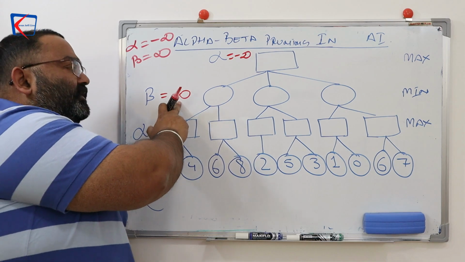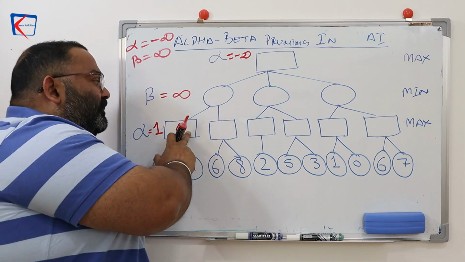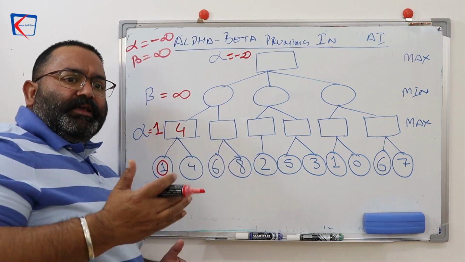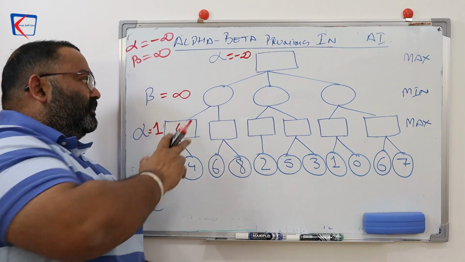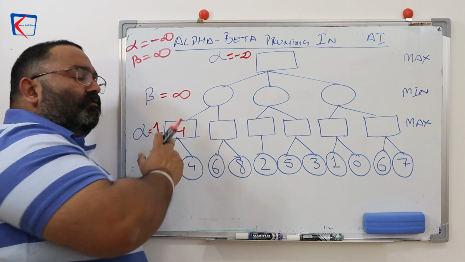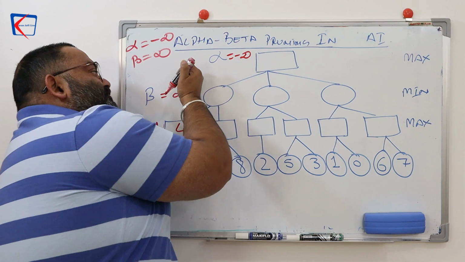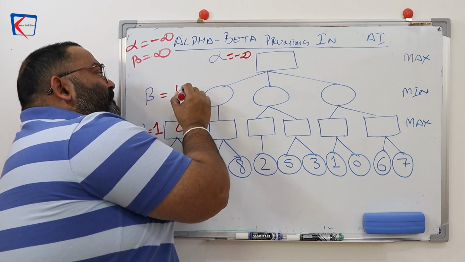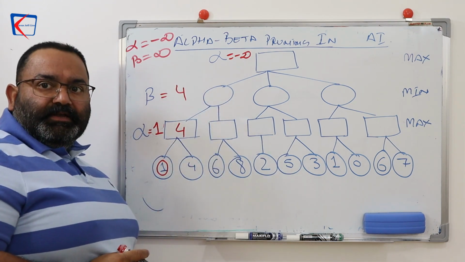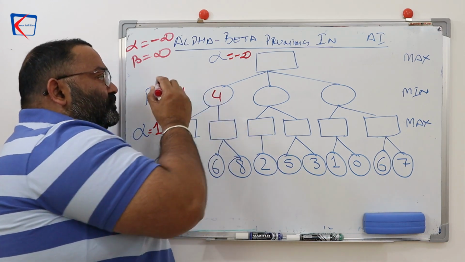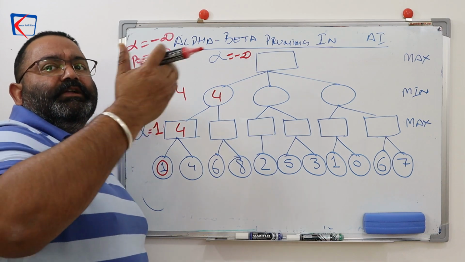Now here beta is infinity and the value which we are trying to propagate on the top is 4. Now if we compare infinity with 4, which one is small? Infinity or 4? 4 is small. So here beta will become 4. So what comes here is 4 for the time being.